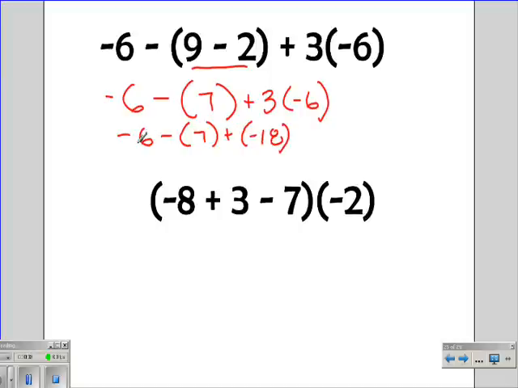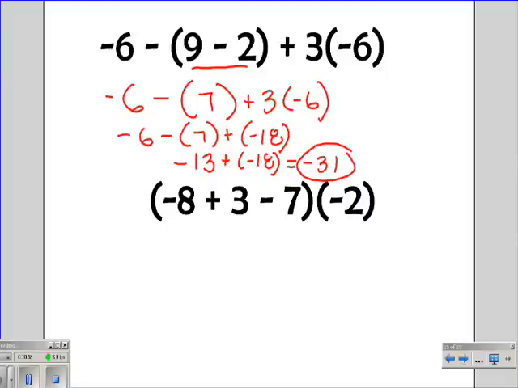And now I'm going to add and subtract from left to right. So negative 6 minus 7 is negative 13. Going to the left 7 plus a negative 18 means I'm getting more negative. So my final answer is negative 31.